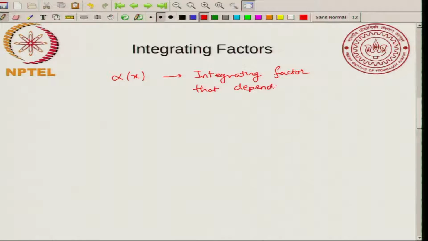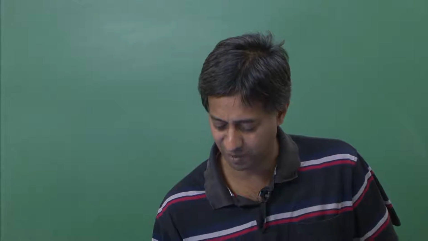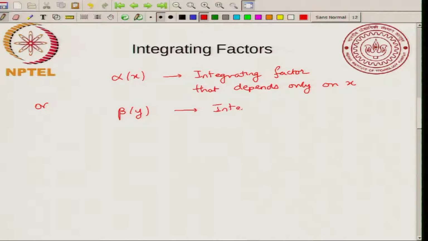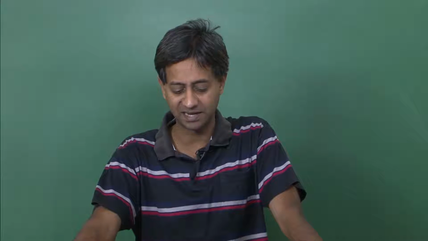Now, notice I am using the term integrating factor, but this is actually a function of x; it is not a constant, it is a function of x. So, in some cases you can find an integrating factor that depends only on x, or you may find some other function, I am just calling it beta of y, which might be an integrating factor that depends only on y. The differential equation was M dx plus N dy equal to 0. This is an inexact differential equation, and what we want to do is find an integrating factor such that it becomes exact.